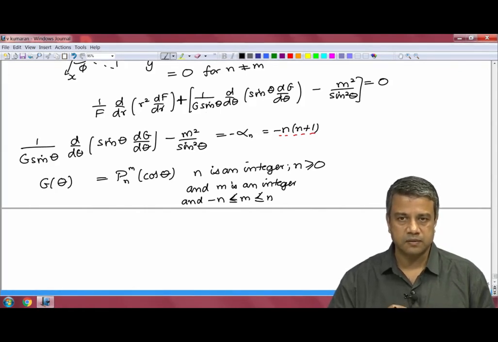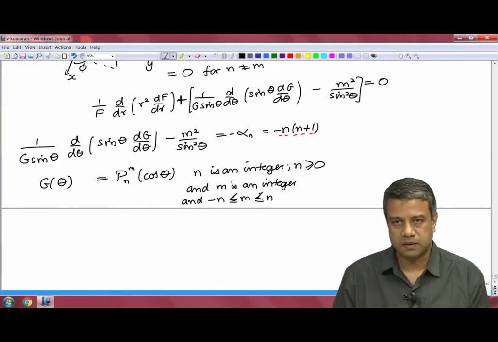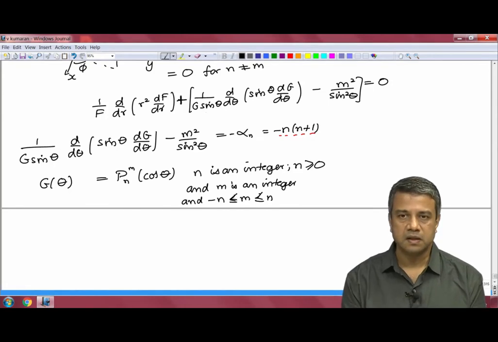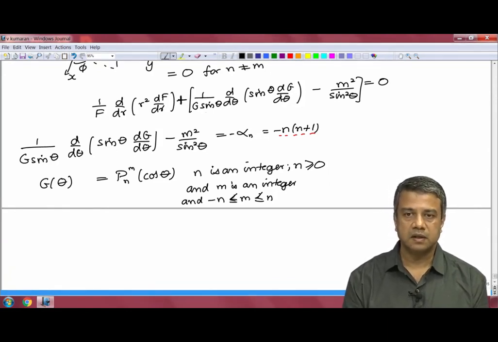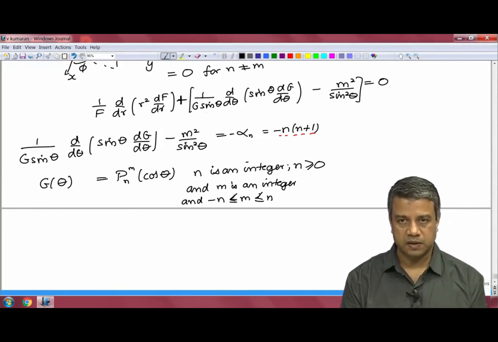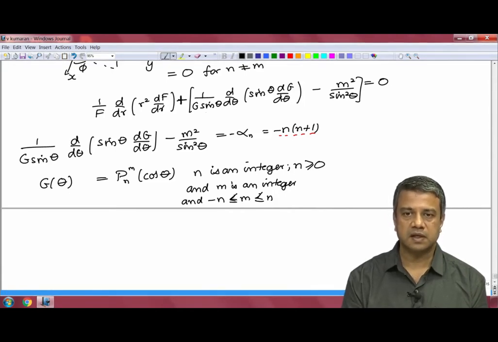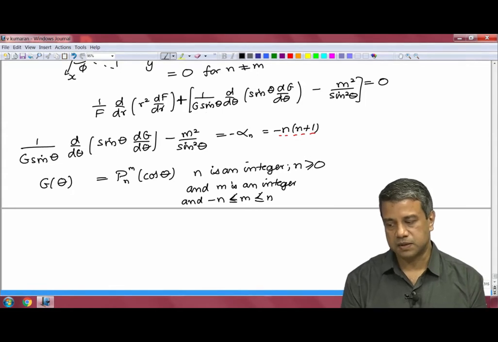If n is equal to 2, m can take values of minus 2, minus 1, 0, plus 1, plus 2, and so on. Okay. So, those are the restrictions on the integer m for the phi direction, the integer n for the theta direction. Those are the restrictions on these two integers, for the solution to have the same value when phi is increased by 2 pi, because it is the same physical point in space, and for the solution to be finite at theta equals 0 and theta equals pi.